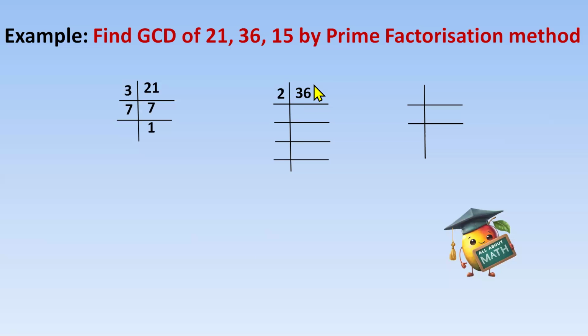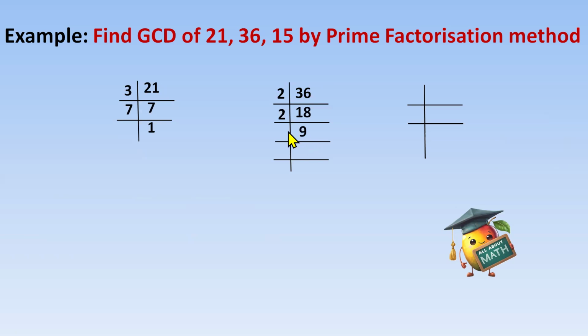Where it comes, it will come down. If you do not know the 2 table, you can divide 36 by 2 and write the answer here. So it comes to 18. 2 18s are 36. Now 18 comes in 2 table again. Yes, it comes. So I'll write 2 again. 2 9s are 18. 9 will come down. Now we are with 9 here. Now check, does 9 come in 2 table? No, it will not come.